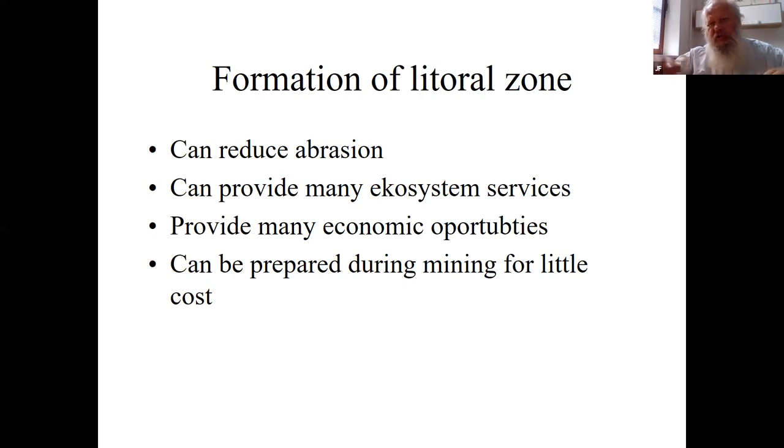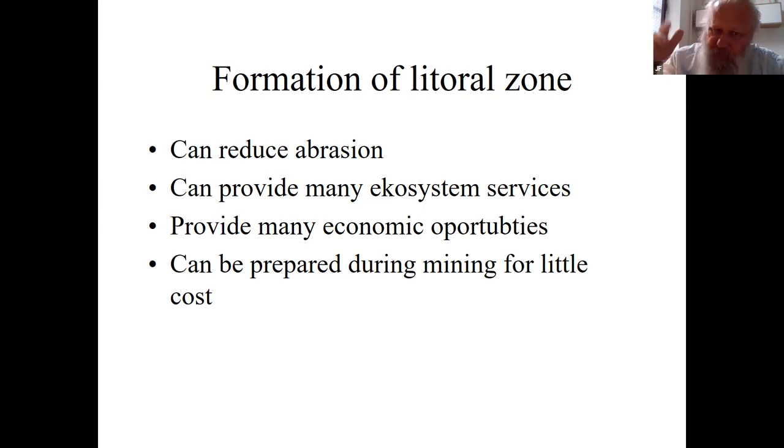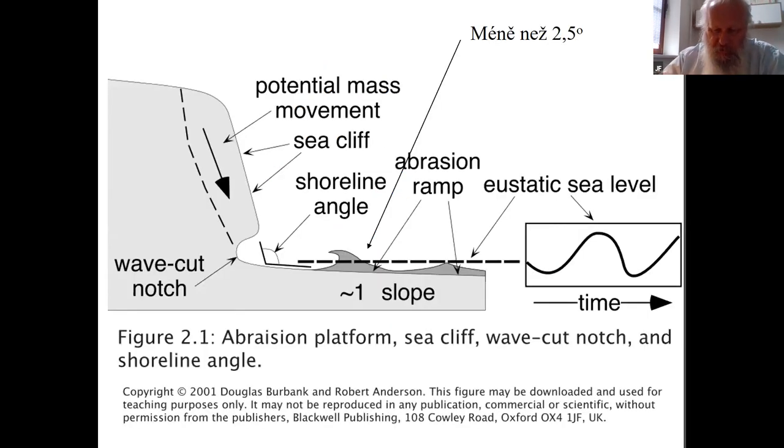And we can do that just by removing overburden in a way that we can easily form a shallow slope, a few dozen or rather 100 meters long. This has many benefits. It can provide many ecosystem services in terms of littoral vegetation and fish production. It can produce many economic opportunities, and it can be done for quite reasonable cost compared to future adjustment, and it can reduce abrasion of the slopes.